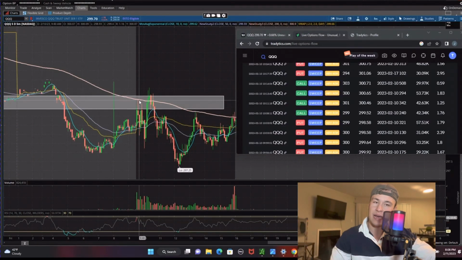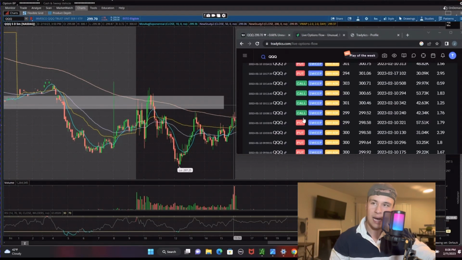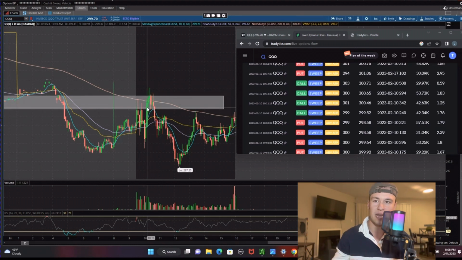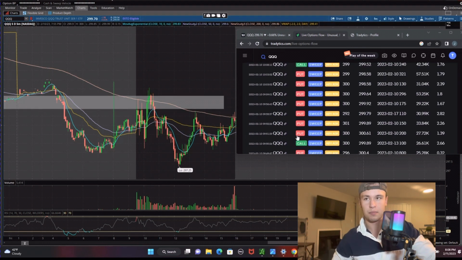Now we're looking at this level right here. Now I start to see, let's see, okay, so we got into this zone, and all the way straight out the bat, we already see puts coming in.